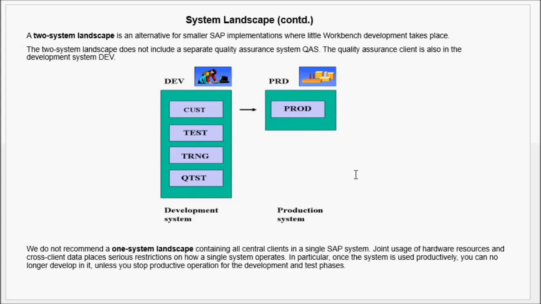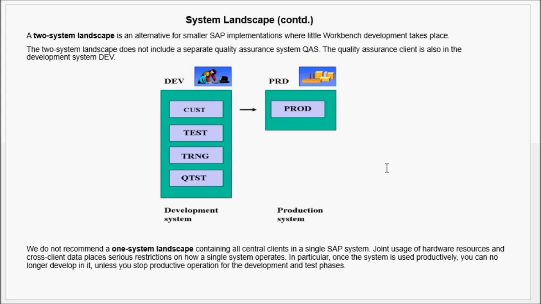The two system landscape does not include a separate quality assurance system. The quality assurance client is also in the development system. So here also we still isolate the production client, and all the other client roles are on a different system. So we have only two systems, the development and the production. We do not recommend a one system landscape containing all the central clients in a single SAP system. So SAP says no to a one system landscape.